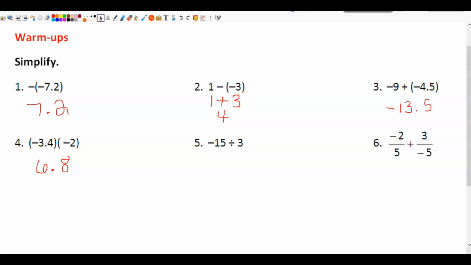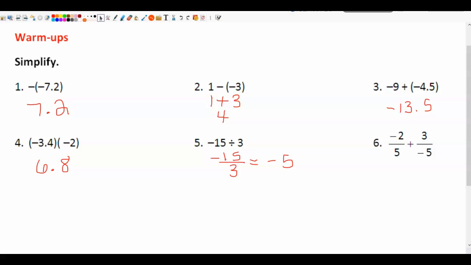And in 5, you're dividing. That's the same as saying negative 15 over 3. So negative 15 thirds simplifies to negative 5.